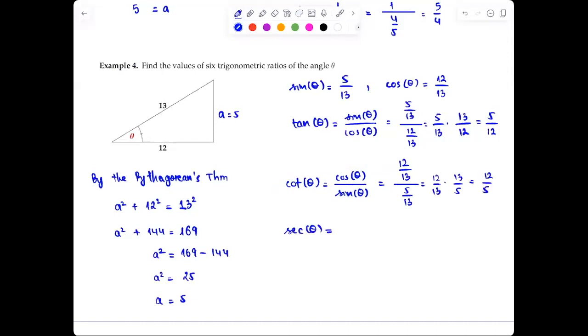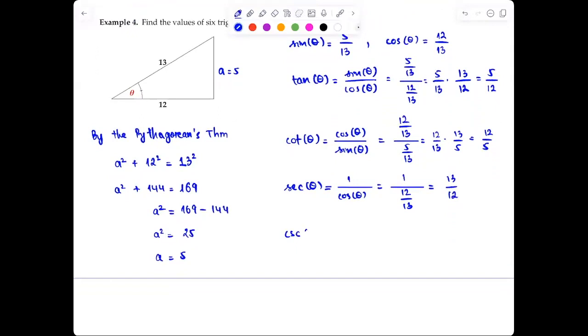Secant of theta is 1 over cosine of theta, or 1 over 12 over 13, or 13 over 12. And cosecant of theta is 1 over sine of theta, or 1 over 5 over 13, or 13 over 5.